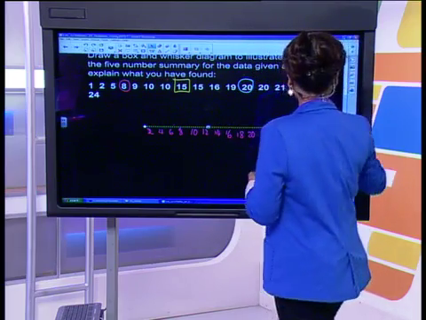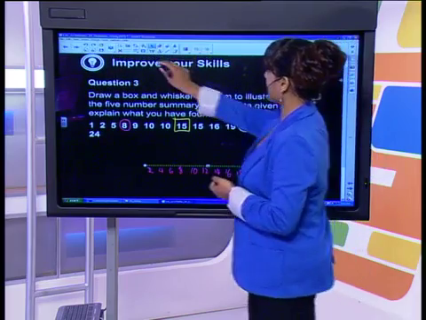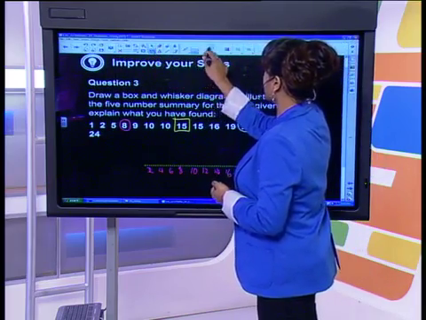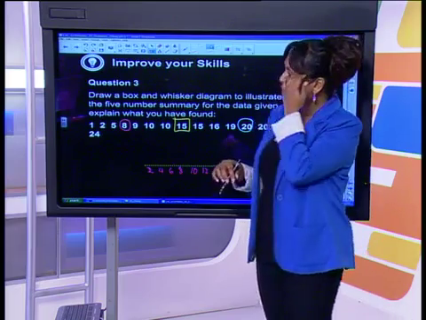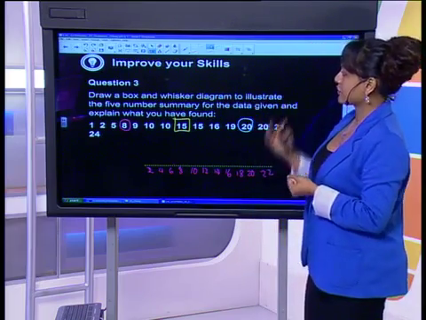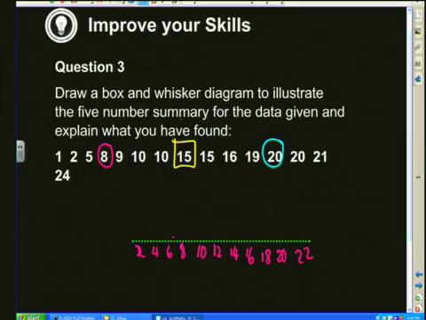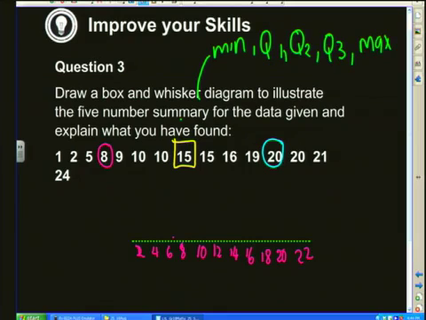Okay, guys, so question 3. It's basically a summary of everything we've done in today's lesson as far as our discrete data goes. We are asked to draw a box and whisker diagram to illustrate the 5-number summary. Now, the 5-number summary shows your key values, which are your minimum, your lower quartile, the median, the upper quartile, and the maximum values. All right, so that's your 5-number summary, and you then represent those values on your box and whisker diagram as they have asked us to do.